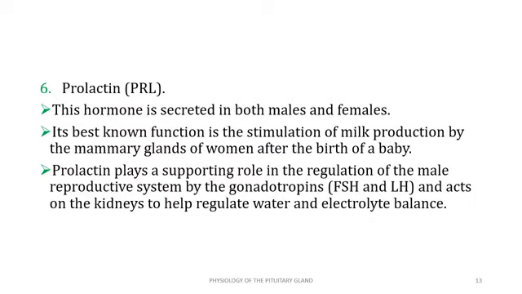We have also prolactin. As I mentioned, prolactin hormone is secreted by the anterior pituitary, both in male and in female. But in female, there is a high level of prolactin hormone secretion, particularly during breastfeeding. Its basic function is to stimulate milk production in mammary glands of women after birth of the baby. Prolactin hormone plays a role in regulation of the male reproductive system by inhibiting the production of follicle stimulating hormone and the luteinizing hormone.